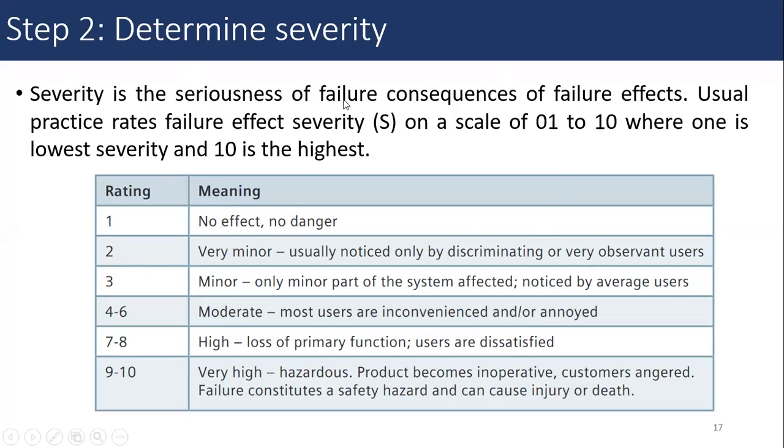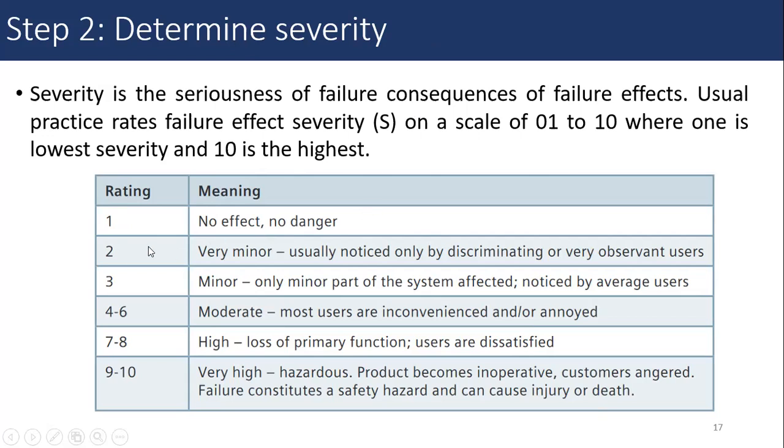Severity is the seriousness of failure, the consequences of failure effects. Usual practice rates failure effects severity on a scale from 1 to 10, where 1 is the lowest severity and 10 is the highest. Here, basically, we rate the severity. The term we use for severity is capital S. If it is rate 1, there is no effect or no danger.